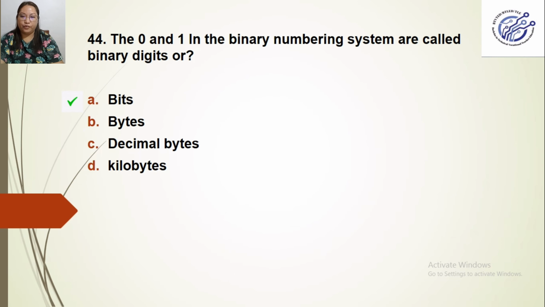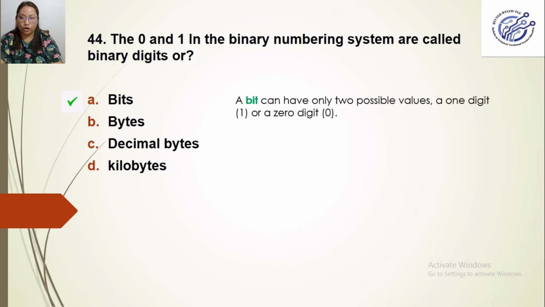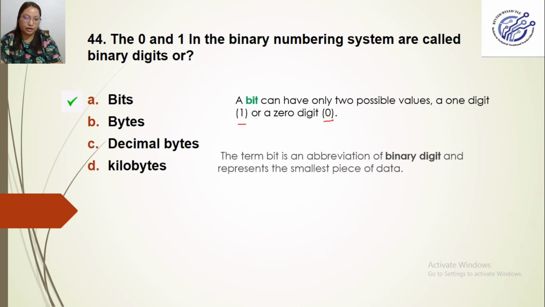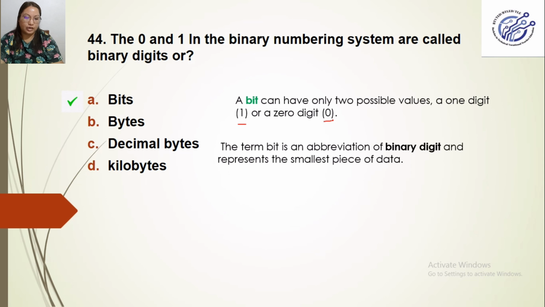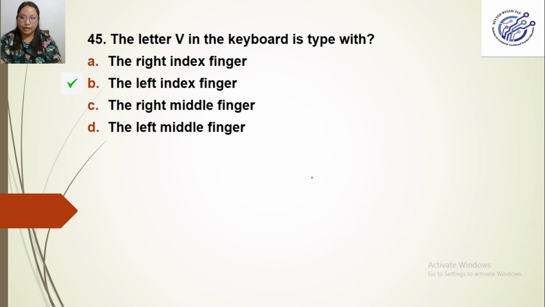Then, number 44. The 0 and 1 in the binary numbering system are called binary digit or, so diretso na din tayo, bits. So yung bit daw is only have two possible values which are 1 and 0. Ito daw po siya ang tinatawag sa ating binary digit na nag-represent ng smallest space of data. So again, 44, letter E.